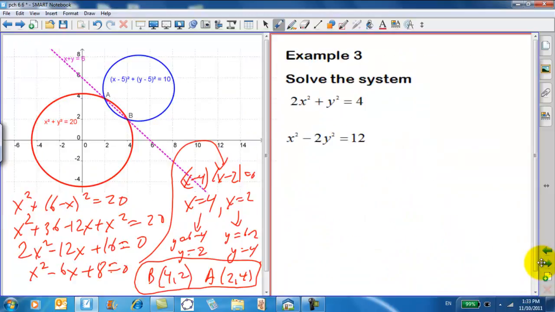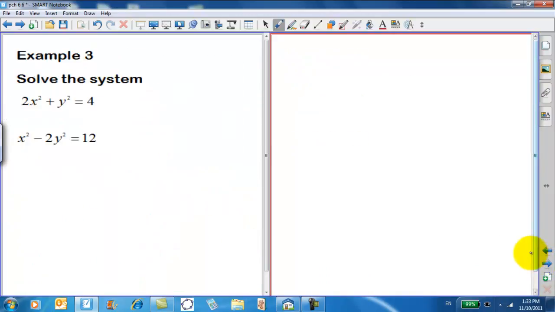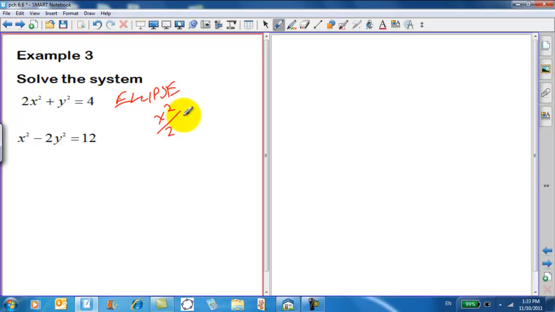All right. Now here's example 3, solving a system. 2x squared plus y squared equals 4, and x squared minus 2y squared equals 12. Well, this first thing is an ellipse, because we have both x squared and y squared. They're added, but they have different coefficients. So it's not going to be a circle. It's going to be the ellipse. x squared over 2 plus y squared over 4 equals 1. So x squared over the square root of 2 squared plus y squared over 2 squared equals 1.